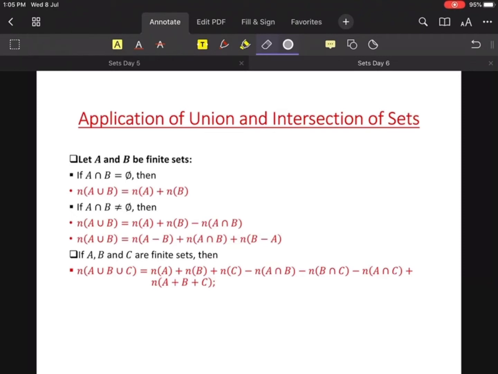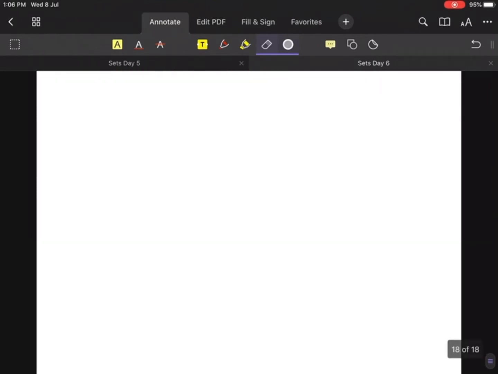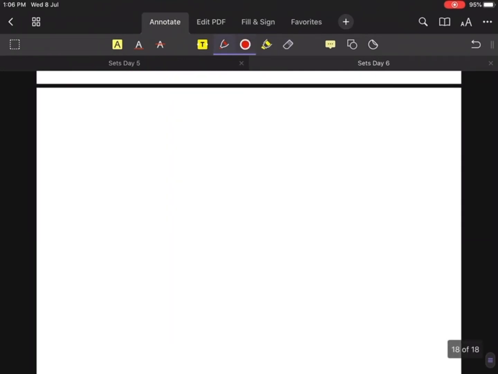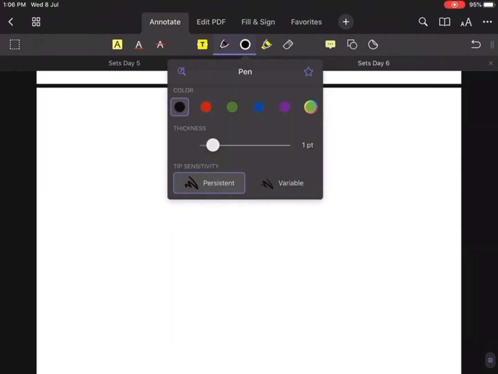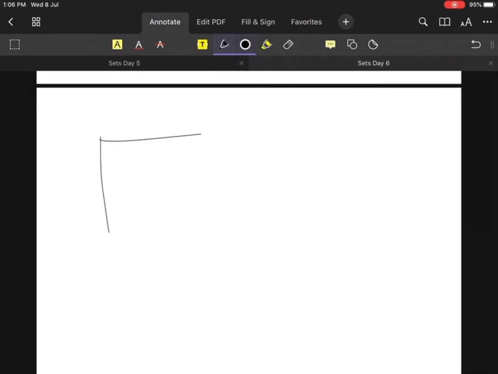A intersection B is phi. It means what? A intersection B is a null set. When A intersection B is a null set, we can say what? A and B are disjoint sets, right? So there is nothing common between A and B. If nothing common, then if I have to draw a diagram, I will draw a diagram in here. So null set means this is our universal set.